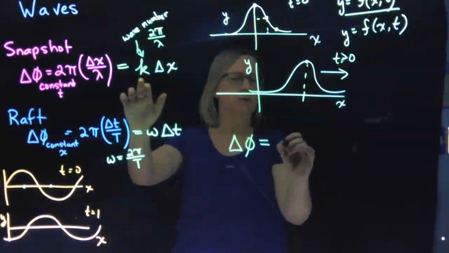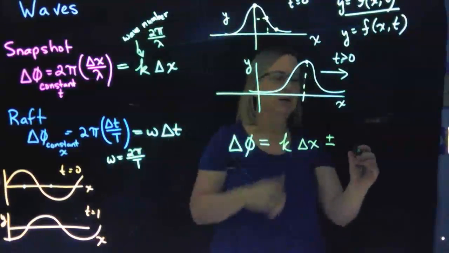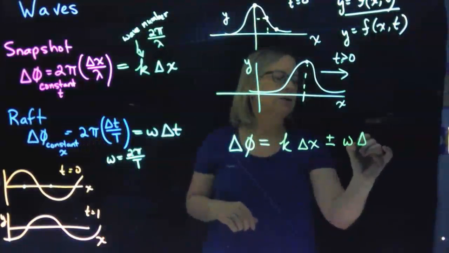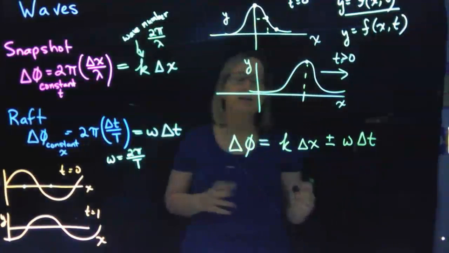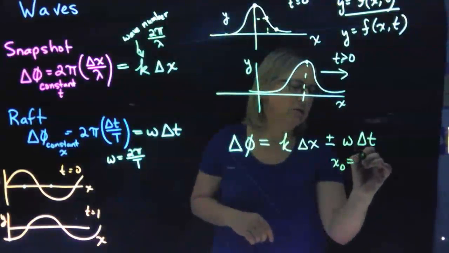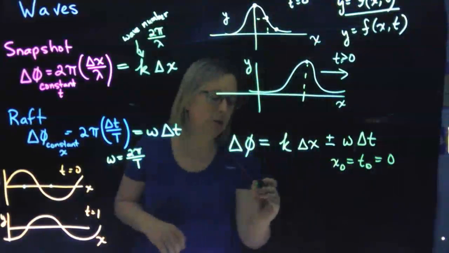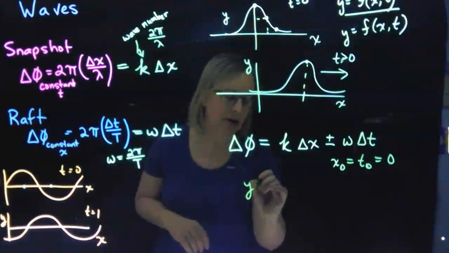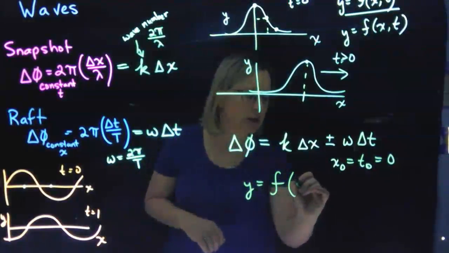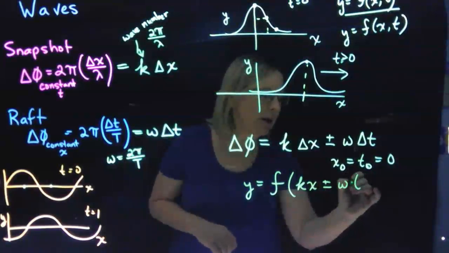So that would be this, k delta x. And then we can add in, this time, the phase shift due to the time, so omega delta t. To clean this up a little bit, typically we set this so that x 0, the initial x, and t 0 are both at 0. And so then we say our function y, that's a function of x and t, actually has to be a function of kx plus or minus omega t.